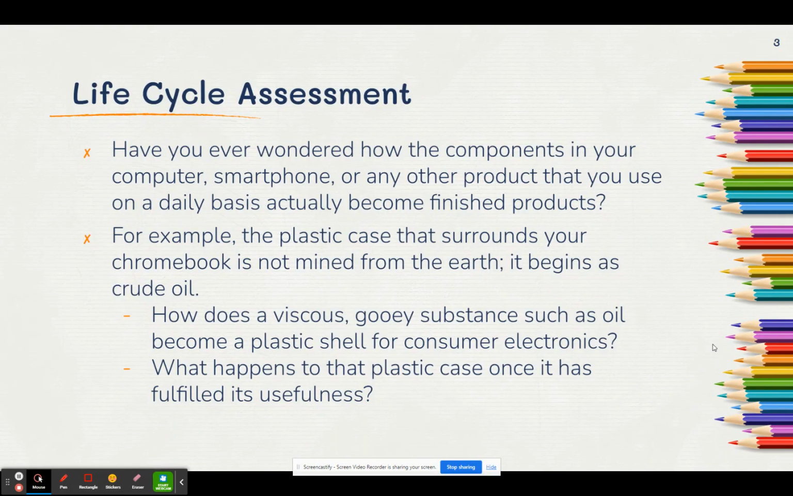So, have you ever wondered how the components in your computer or smartphone or any other product that you use on a daily basis actually become finished products? An example of this would be the plastic case that surrounds your Chromebook. It's not mined from the earth, it doesn't naturally occur or grow in a tree. It actually begins as crude oil. So, how do we take that viscous, gooey substance, like oil, and turn it into a plastic shell for consumer electronics like your Chromebook? And then, after we figured out how to do that and we use it, what happens to that plastic case once we don't need it anymore? Maybe the Chromebook becomes out of date and we replace it, or it becomes damaged, but what happens to it after that?